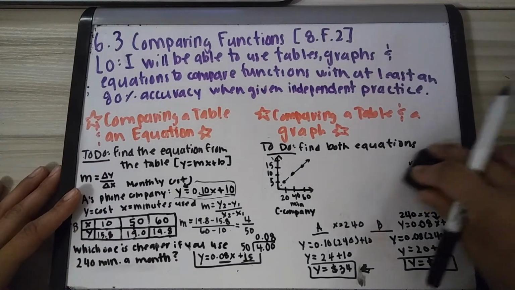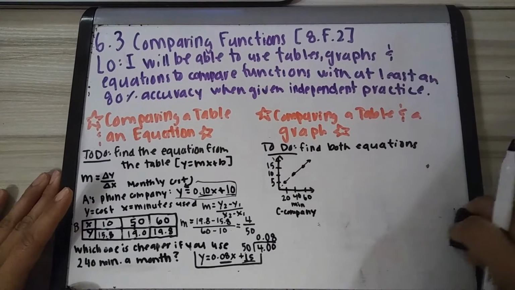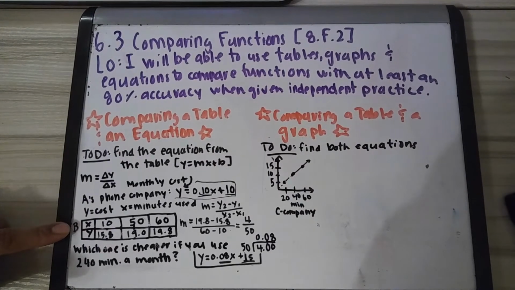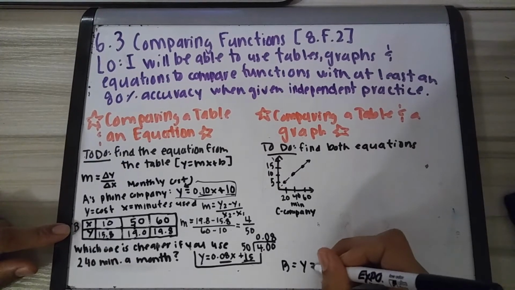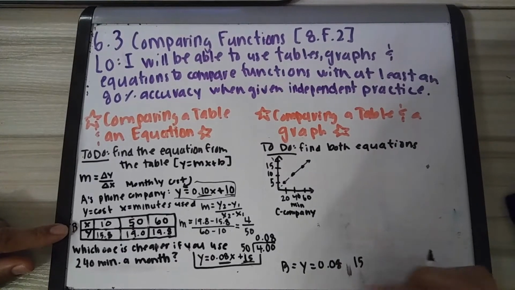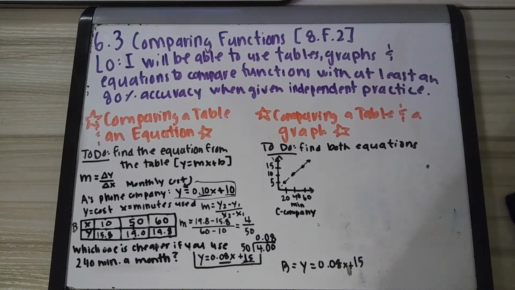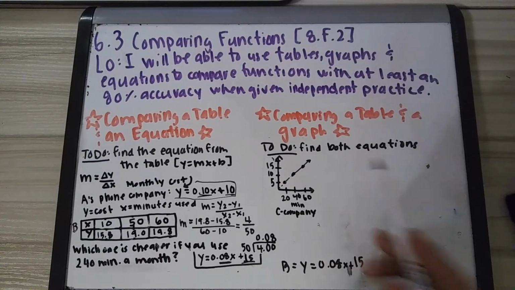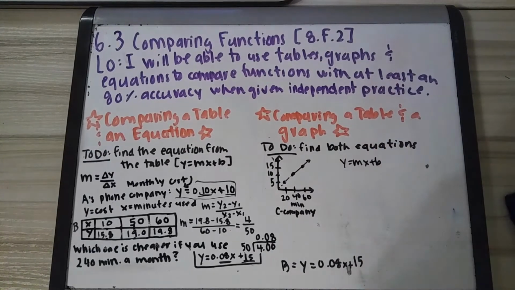Now we're going to do the same thing with comparing a table with a graph. Just for the sake of time, I'm going to pretend that I was given this same table, so I already know that company B charges 8 cents per minute plus $15 a month. So let's do the same thing with the graph. With the graph, I'm going to try to get my equation to compare them.